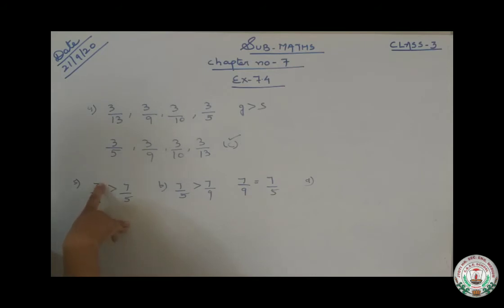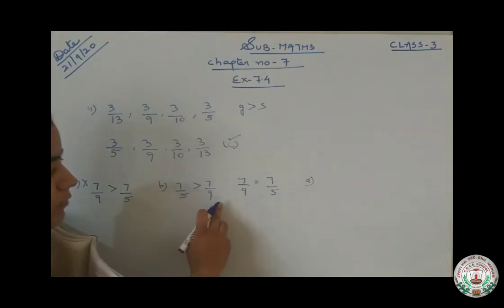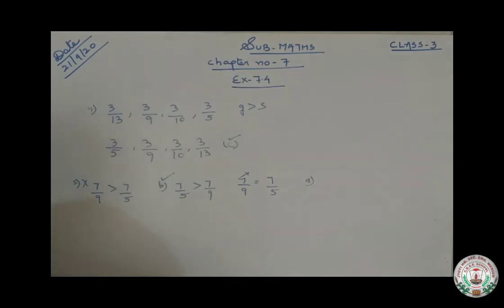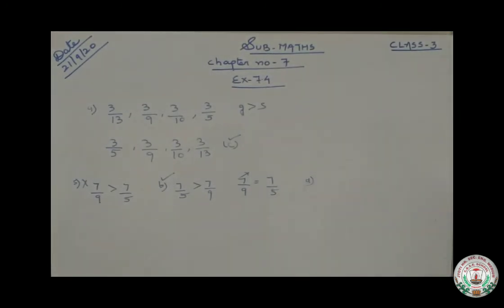But in this question 7 by 9 is given the greater sign. So this is not correct. Next, 7 by 5 is greater than 7 by 9. Yes. 7 by 9 is equal to 7 by 5. No. So in this question you will take option number B, that 7 by 5 is greater than 7 by 9.